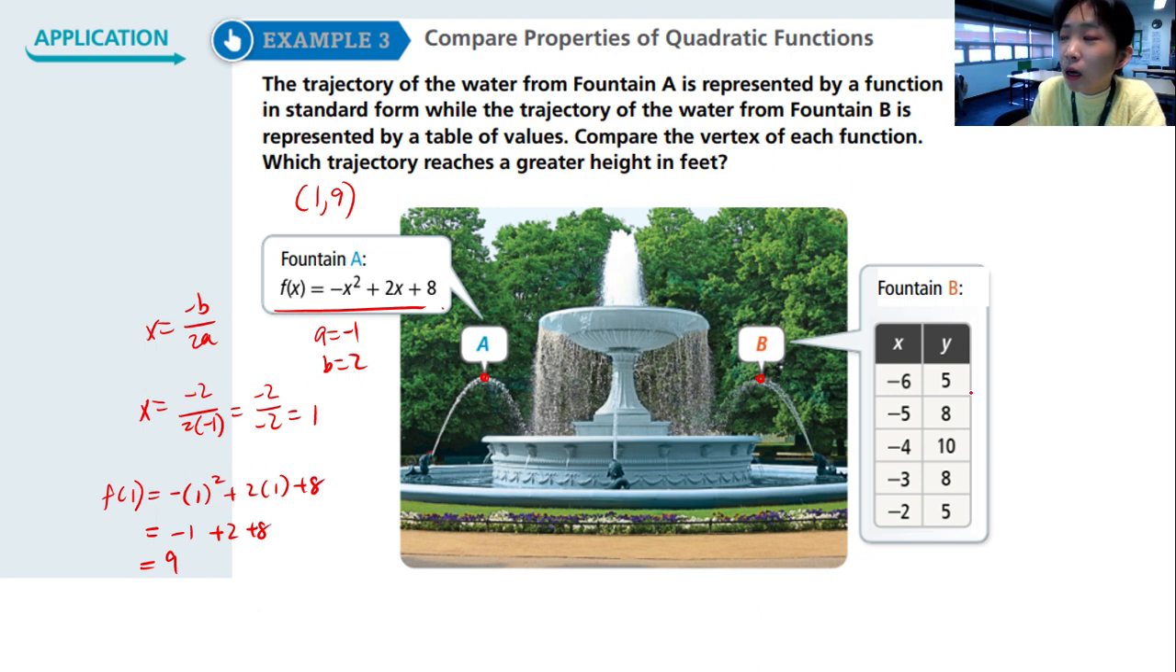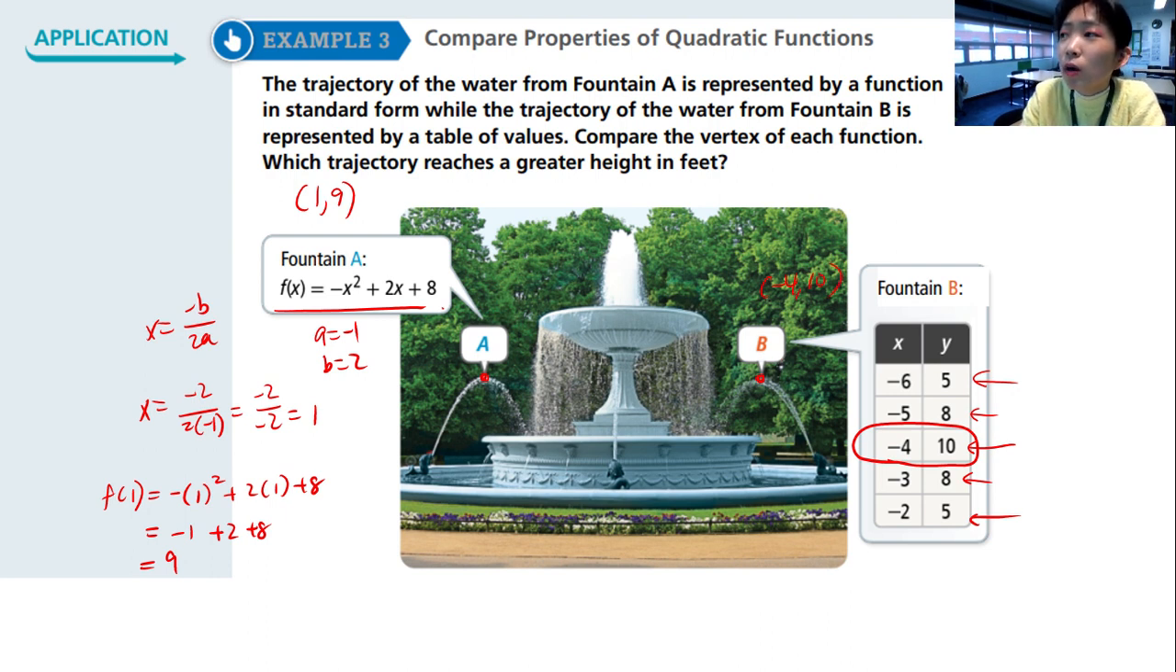What about fountain B? We have the table of values. We can't really figure out where the vertex is going to be just by looking at the numbers, but you see where the axis of symmetry might be, right? You see the repeating numbers, right? So you see 8 here, 5 here. That means this should probably be your highest point where there's a reflection, right? There's the change of values from here. So then that would be your vertex, negative 4, 10.